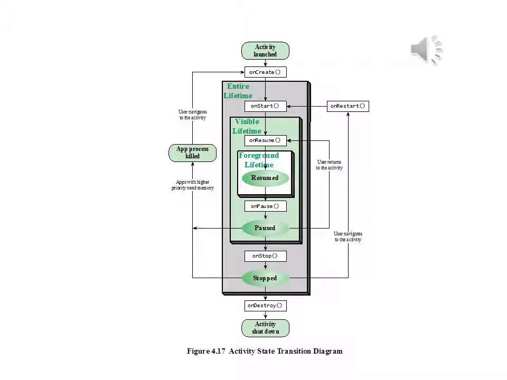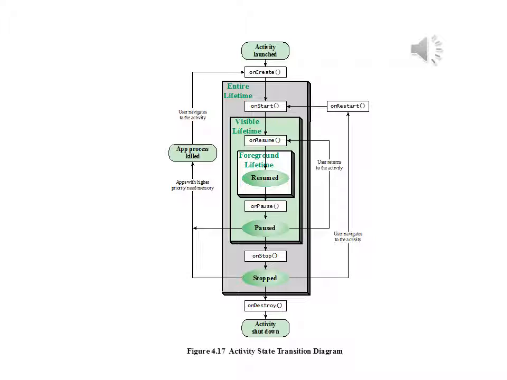onStart makes the activity visible to the user on the screen. onResume passes control to the activity so that the user input goes to the activity. At this point, the activity is in the resumed state. This is referred to as the foreground lifetime of the activity. During this time, the activity is in front of all other activities on screen and has user input focus.